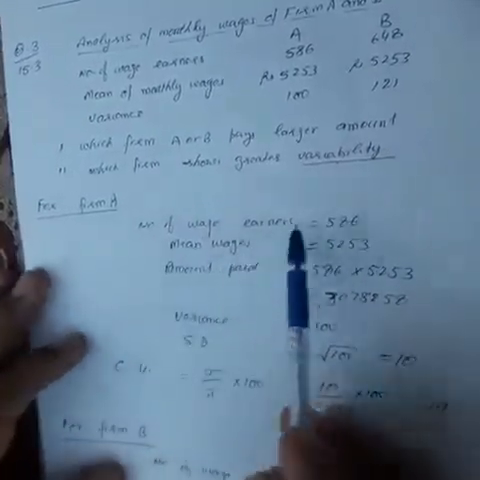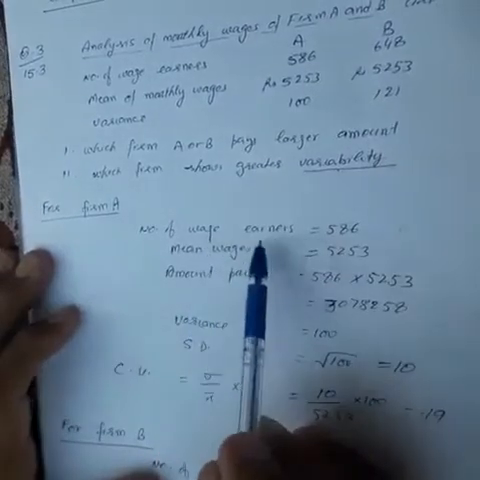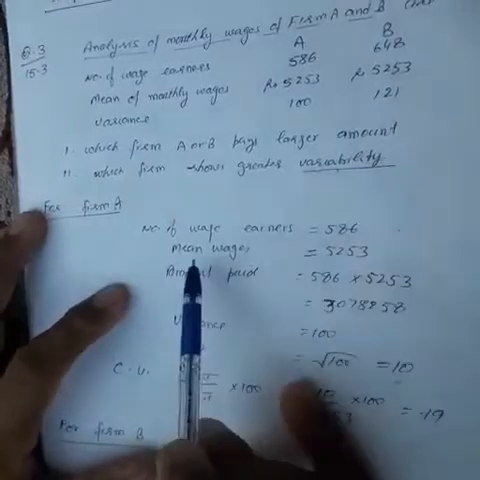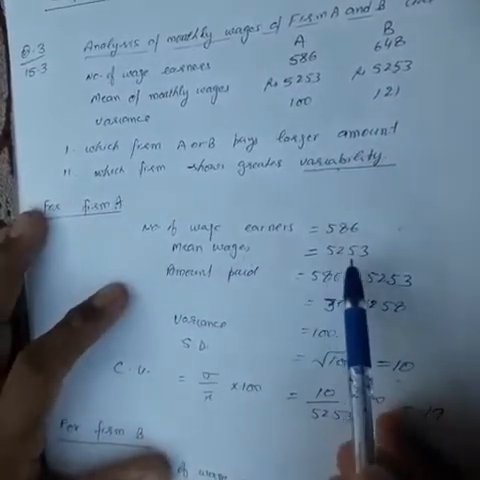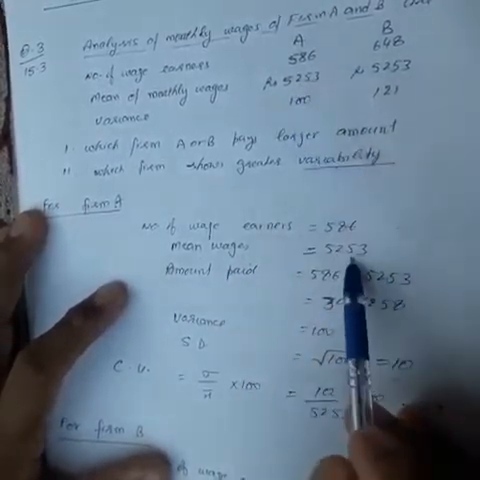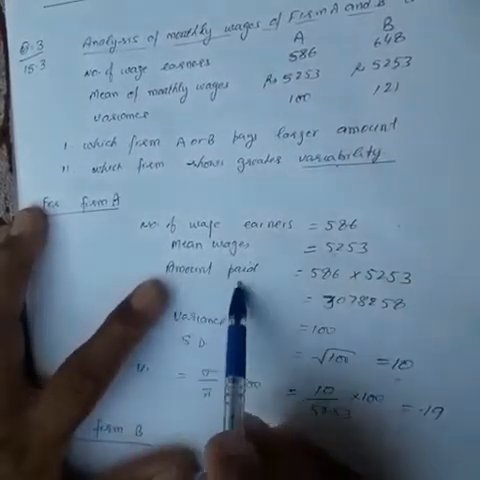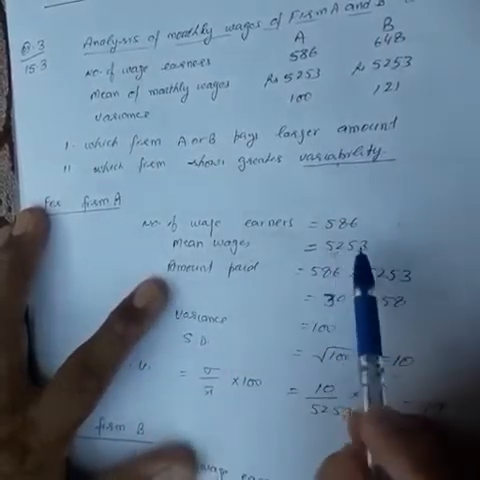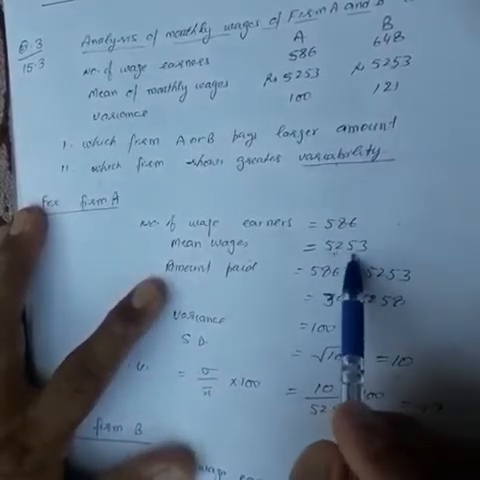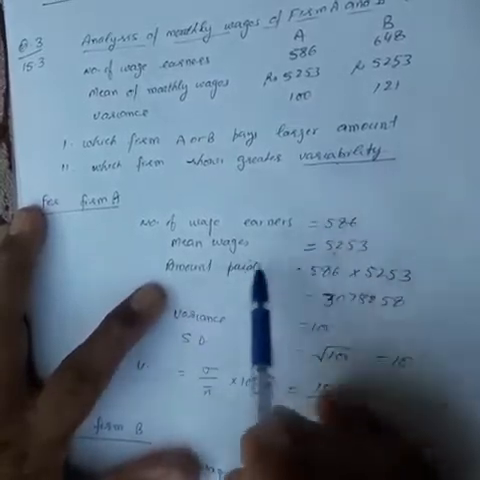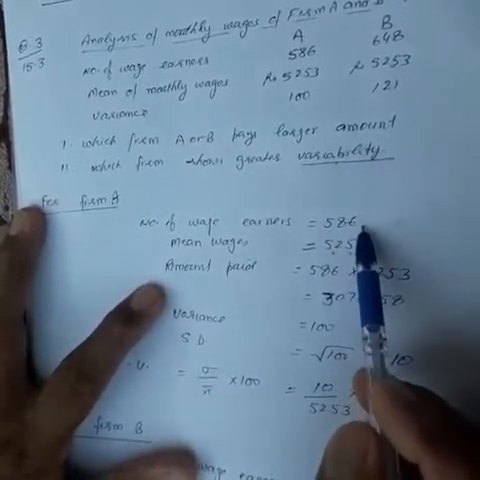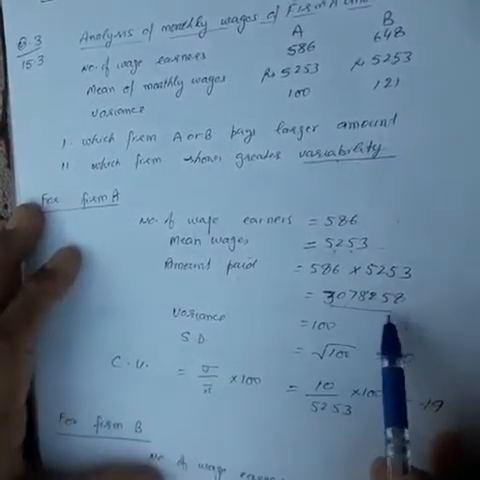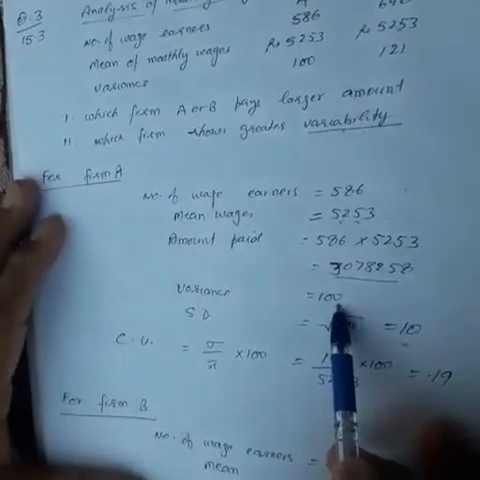Now for firm A, we are given the number of wage earners, 586, and the mean wages, that is the average wages, 5253. It is given in the statement. The mean wage is the average wages paid to the worker, in rupees. The total amount paid will be this average multiplied by the total wage earners, and you will calculate this figure. Then we are given the variance, it is 100.